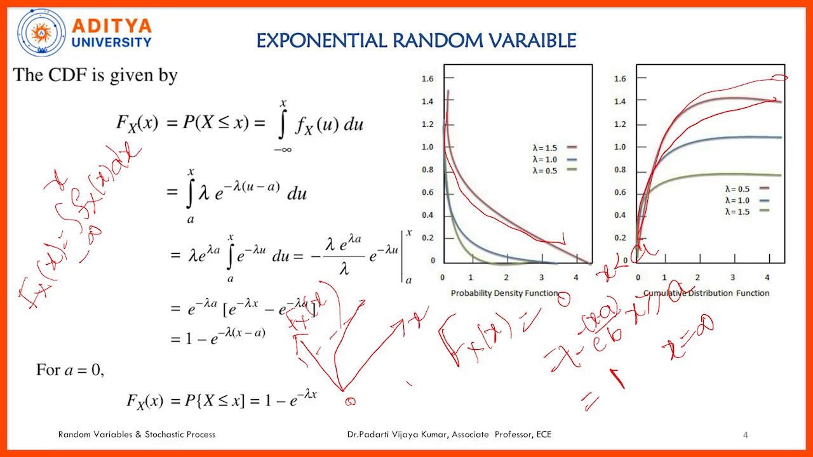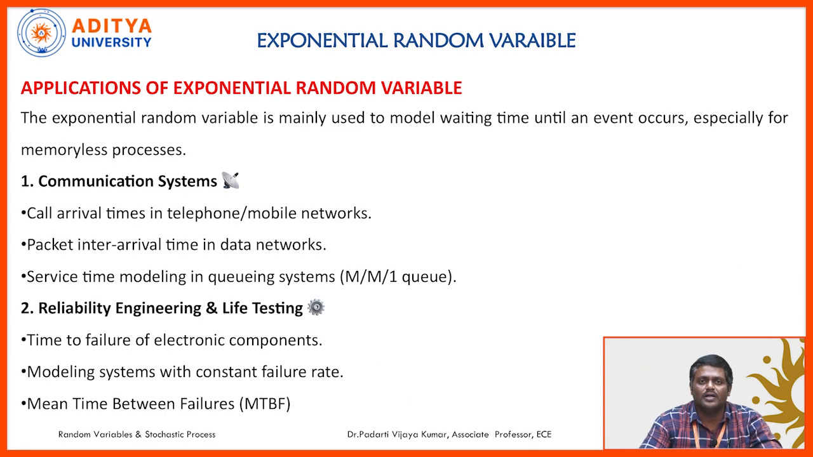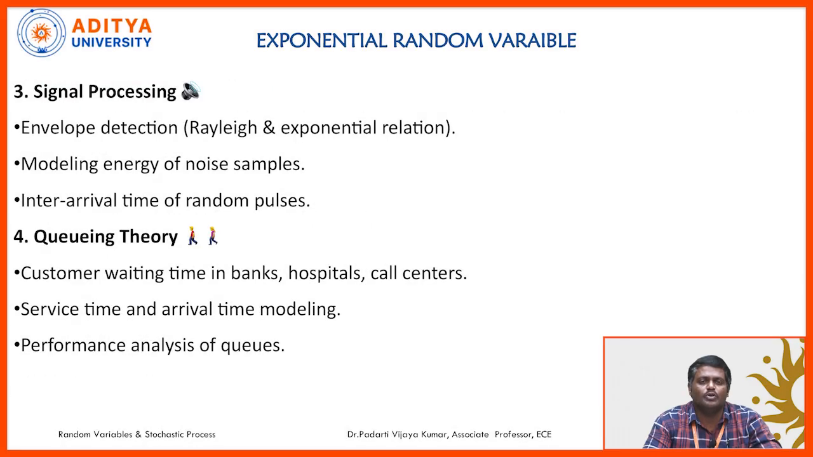Where do we use this exponential random variable in practical scenarios? In practical scenarios, the exponential random variable is mainly used for modeling the waiting time until an event occurs, especially for a memoryless process. For example, in communication systems, the call arrival time in telephone and mobile networks comes under the category of exponential random variables. Similarly, packet arrival in data networks and service time modeling in queuing systems. We also use this concept in reliability engineering: time for the failure of an electronic component, modeling a system with a constant failure rate, and mean time between failures.